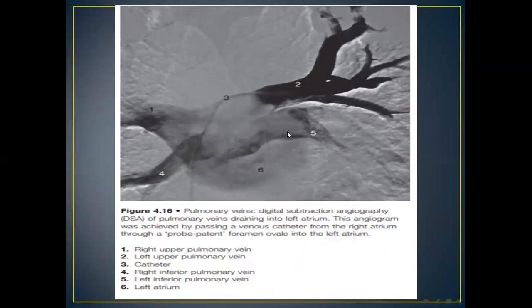This digital subtraction angio image shows the pulmonary veins draining into the left atrium. This is the right upper pulmonary vein, right lower pulmonary vein, and the left upper and left lower veins draining into the left atrium.